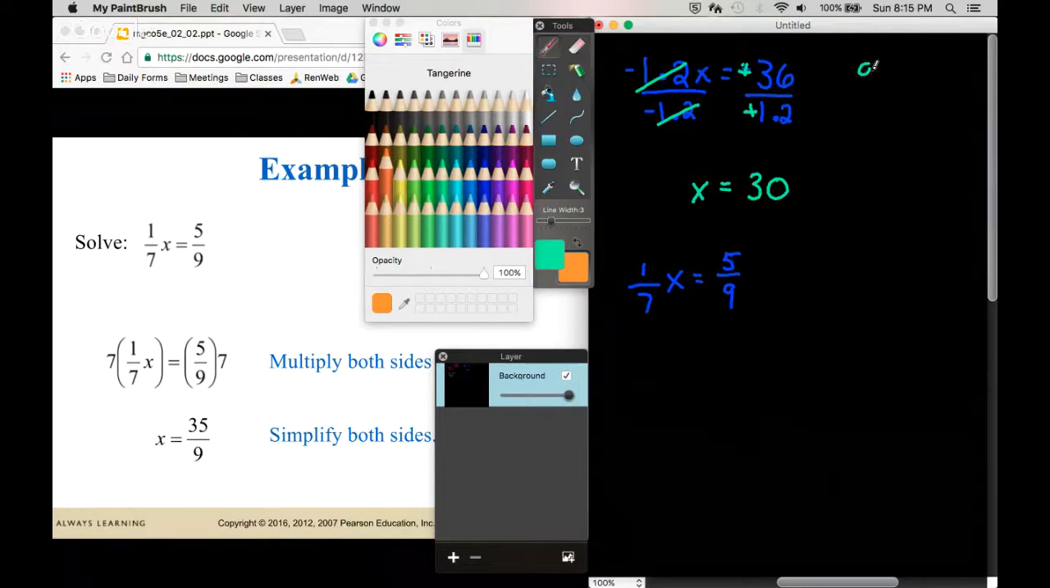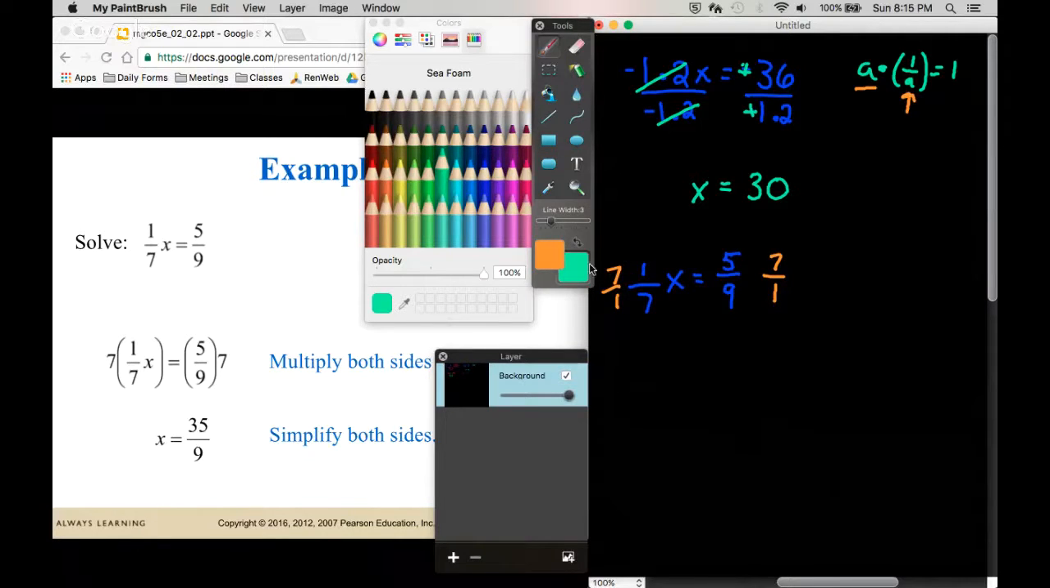Because you have a times 1/a equals 1. So what we have in this equation is this. All right, so we're going to have to multiply by its reciprocal. So the reciprocal of 1/7 is going to be 7. Okay, multiply both sides by 7.